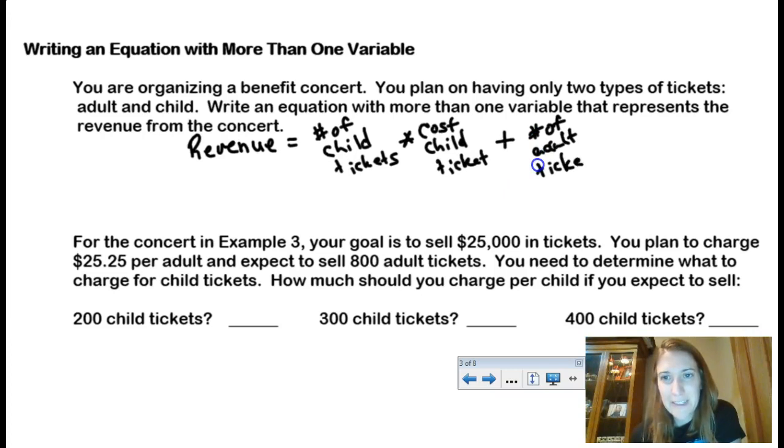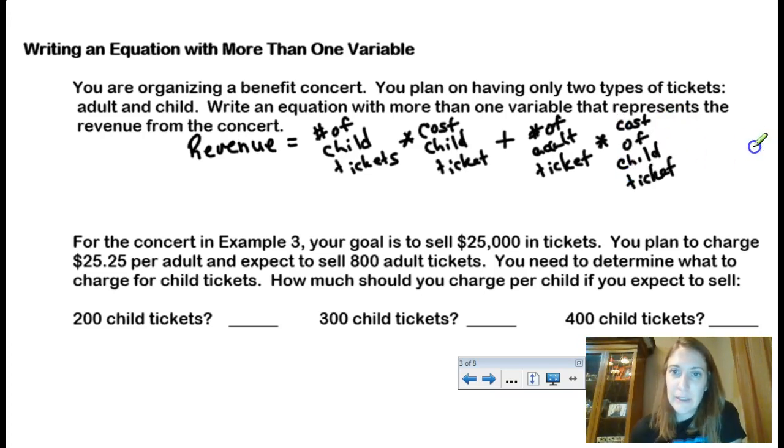God, my handwriting gets worse and worse as the hour goes on. Times the cost of a child ticket. Okay. Talk about some variables. So revenue, R, sounds good. And then number of children, I don't know, X times cost of child ticket.